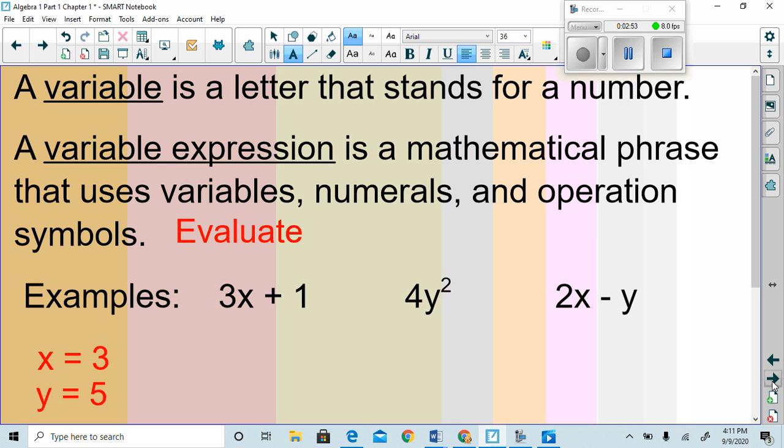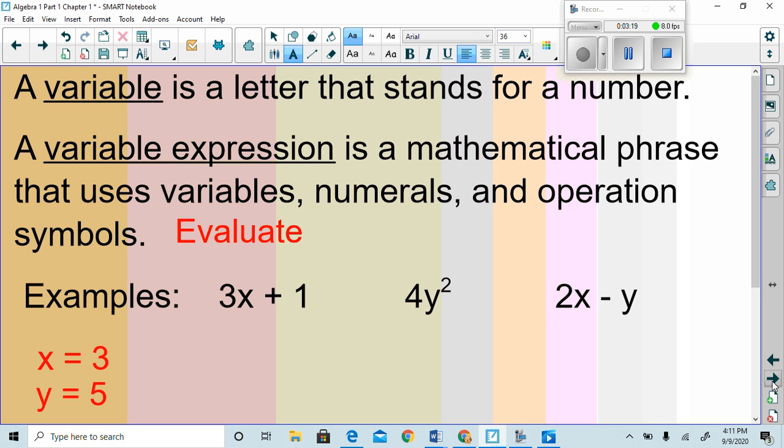3x plus 1 is an algebraic expression. It has numbers, variables, and operations. The variable in that expression is x. If I were to tell you x was equal to 3, we could go ahead and substitute in the x with the number 3, multiply it, 3 times 3, add 1, and we'll get 10.